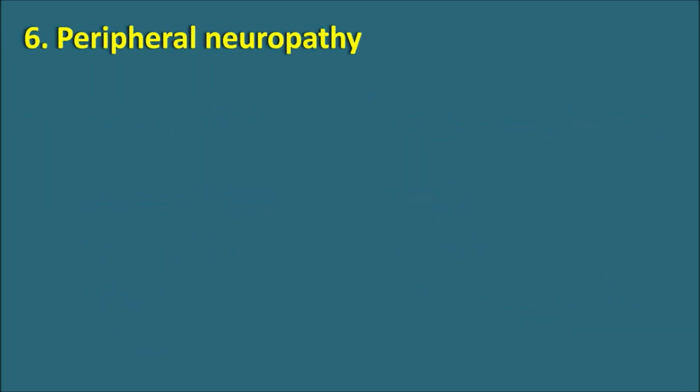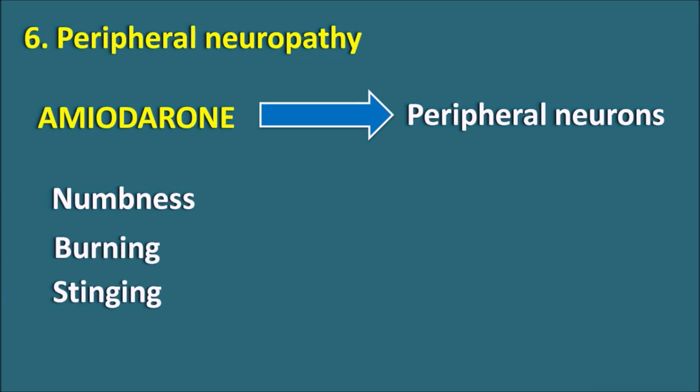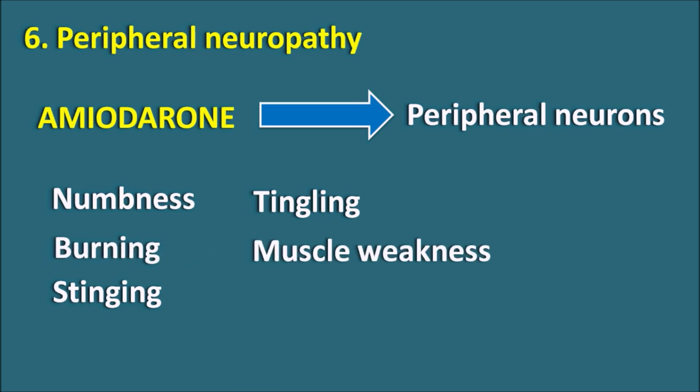Sixth one is the peripheral neuropathy. This drug can also affect the peripheral neurons such that the neuronal sensation is somewhat reduced, and this drug can produce some numbness, burning, stinging, as well as tingling in the feet and hands. And some muscle weakness can also be observed with this amiodarone because of the peripheral neuropathy. This is a rare as well as reversible side effect. Whenever the drug is going to be stopped, these symptoms can be relieved in the patients.